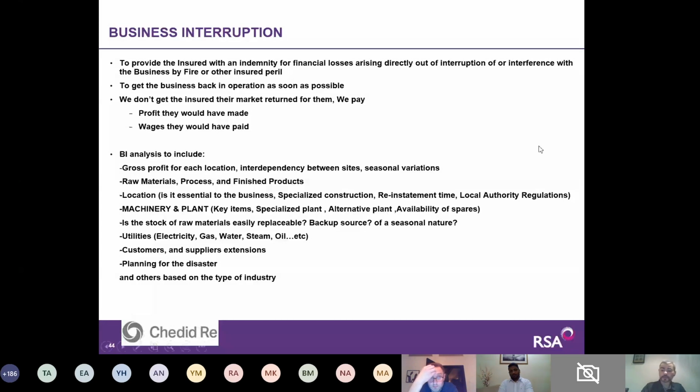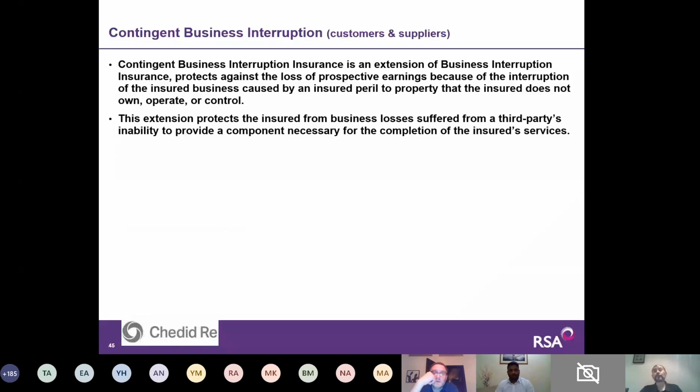Done with BI analysis, we will go for one of the most important extensions in business interruption, CBI. CBI is a big thing. Again, we don't like business interruption, but we can survive with it. But we hate CBI, because it's beyond the control of my client. It happened somewhere else. My customer suffered the loss. My supplier suffered the loss. He's not supplying me. Why do I have to stop? Because my supplier suffered the loss.